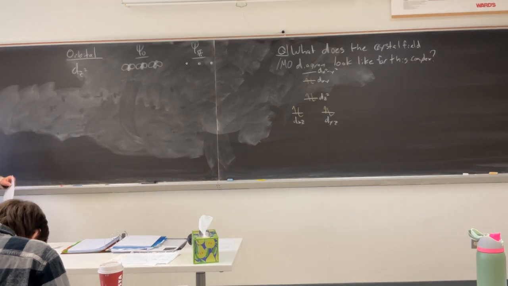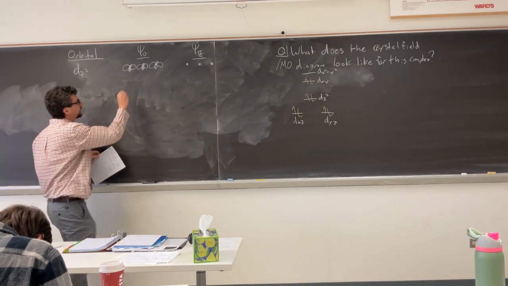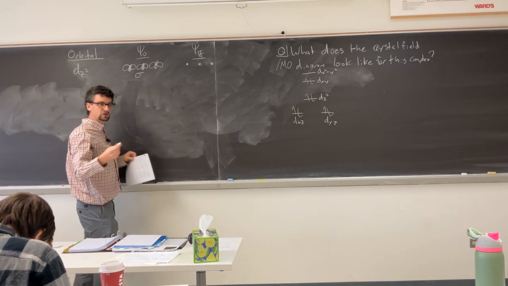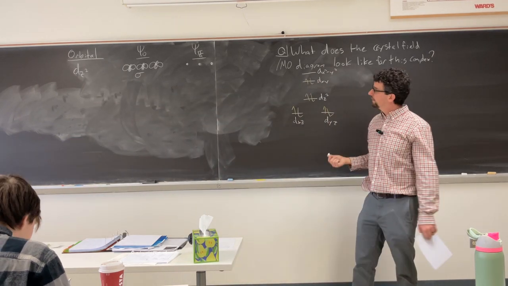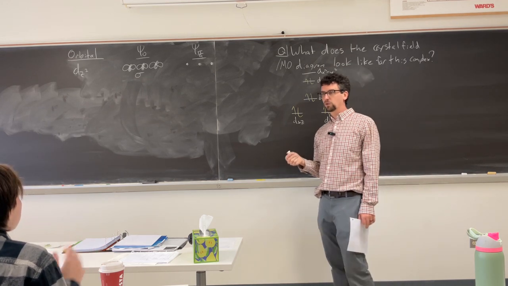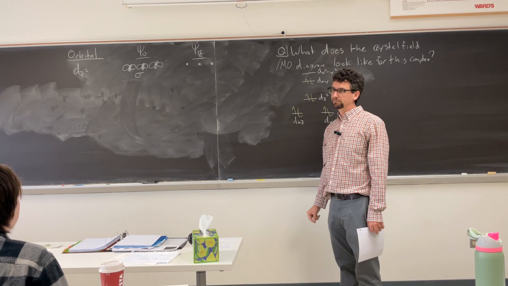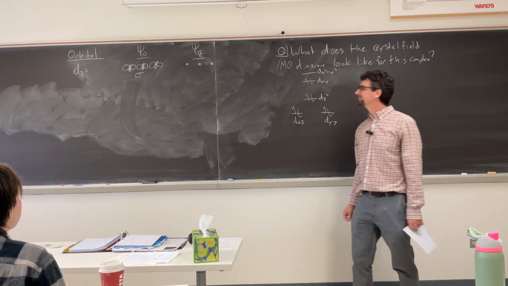Let's look at this. What type of overlap is this? Okay. Is it constructive or destructive overlap? Constructive. So this is a bonding, sigma type bonding crystal orbital. Is there also the delta bonding? We'll talk about that one in a minute, but yeah.